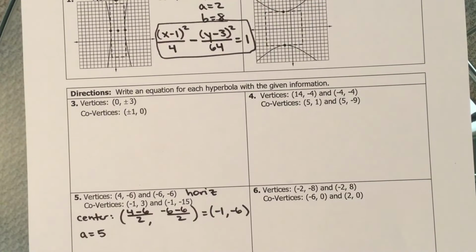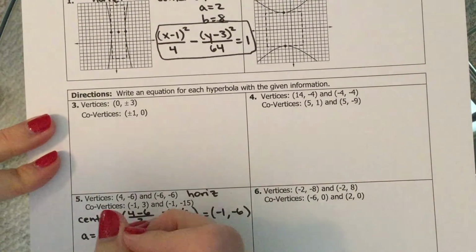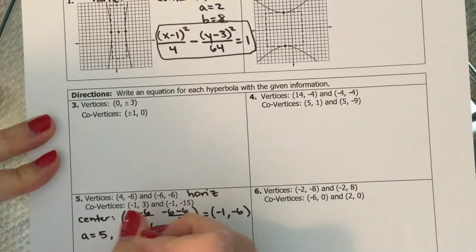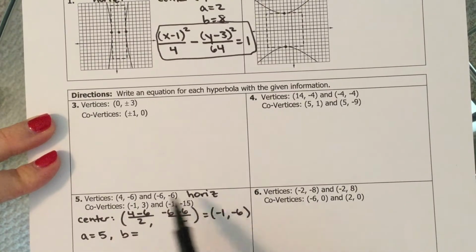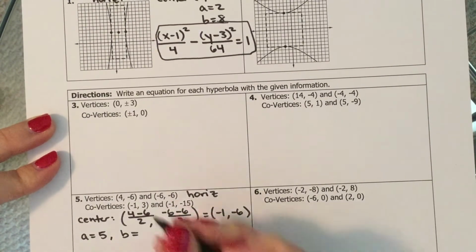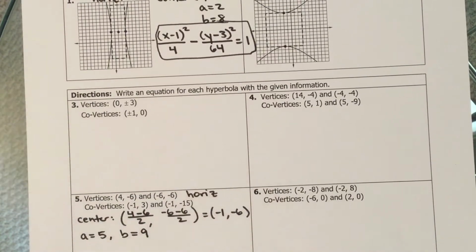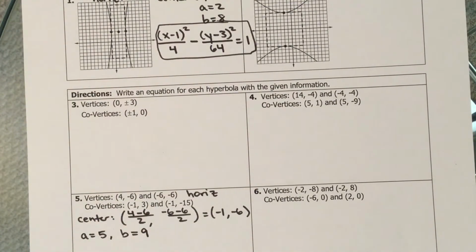Then use the co-vertices to find B, or if you're given the foci, you can use the formula to find the missing piece, just like we did with ellipses. So we've got B using our co-vertices. You've got -6, and we're going up to 3, so that would be 9 units up if you count. Down all the way to -15, that would be 9 units down. So that is your value of B. We now have all of our pieces: H, K, A, and B.